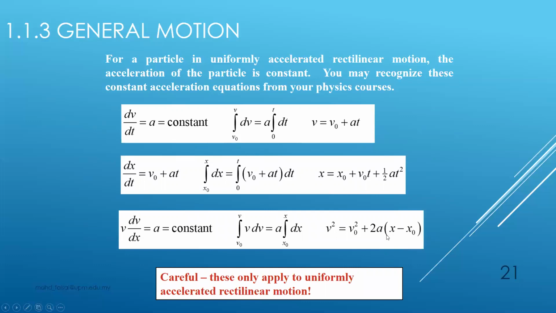Careful, this only applies to uniformly accelerated rectilinear motion. If, let's say, the acceleration is changing, initially it is 2 meters per second squared, and later on it changes to 3 meters per second squared, then this particular procedure will not be valid.